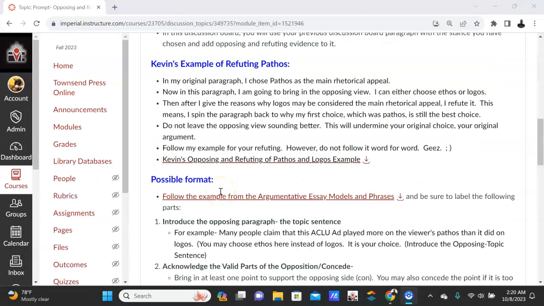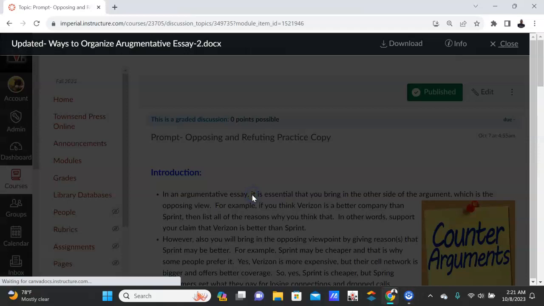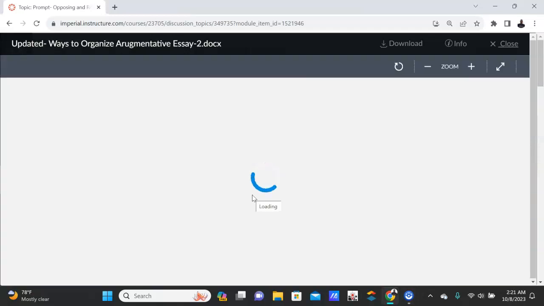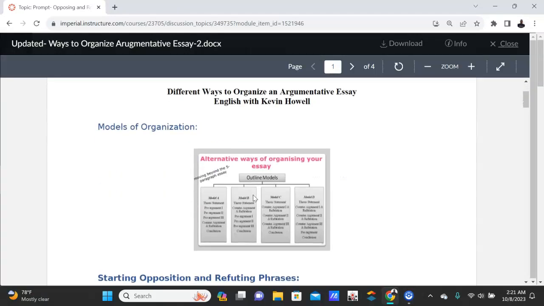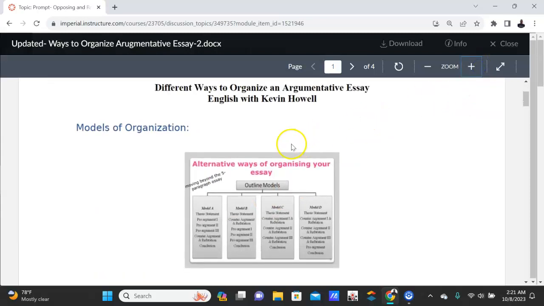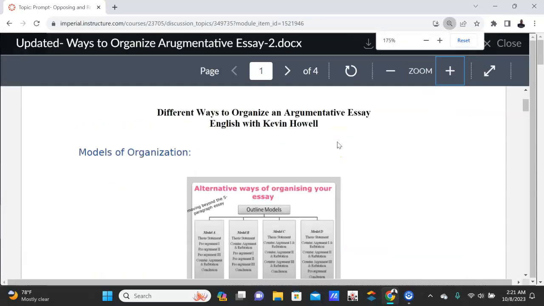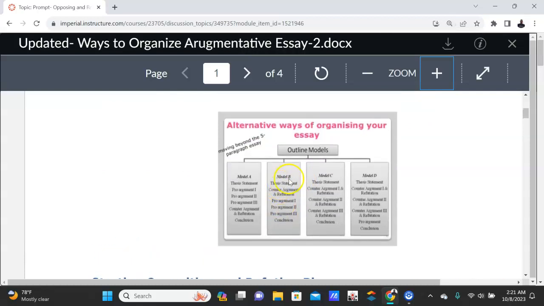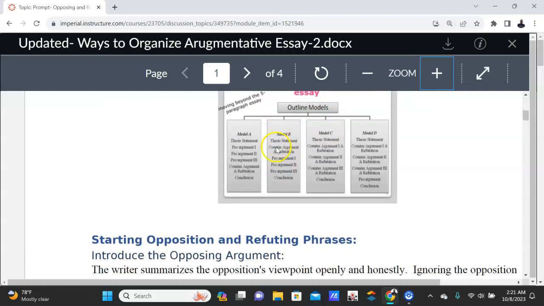Earlier, I showed you the document that's given to you to take the one quiz, but I've also put it in the prompt. So let's click on it again. Again, here are the different ways to complete an essay, which you will look at later.